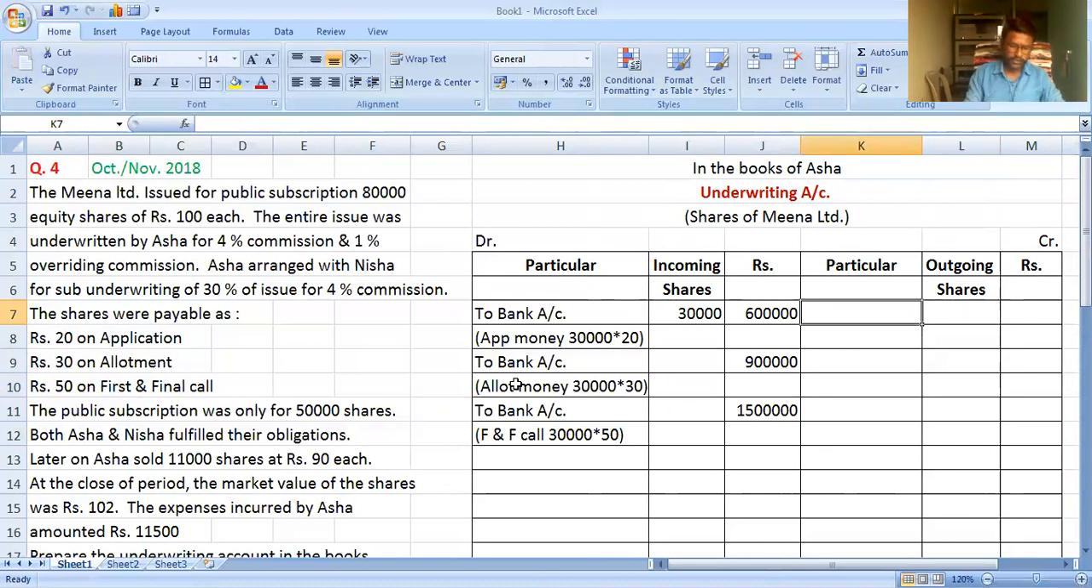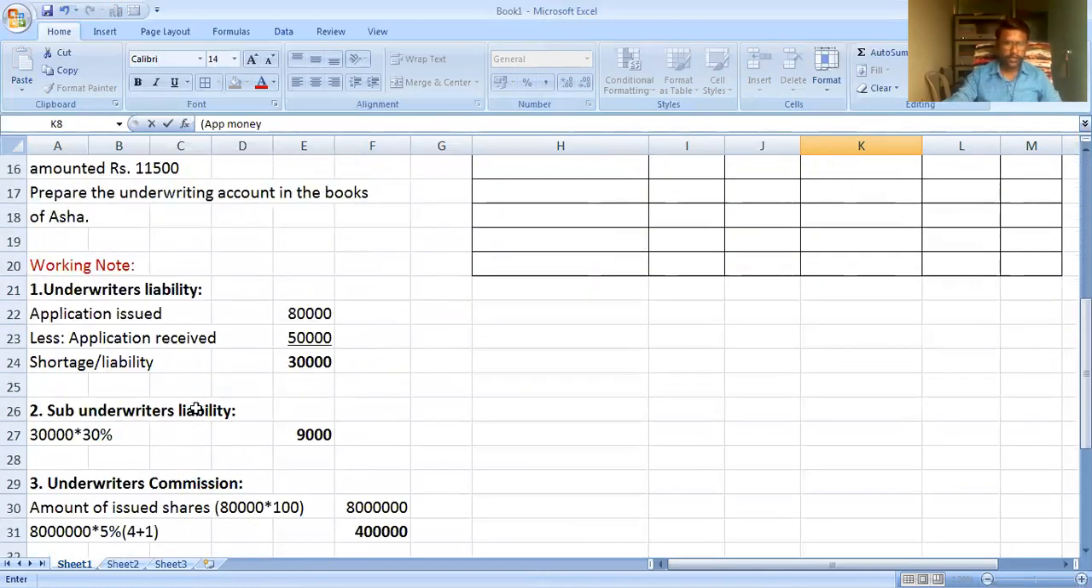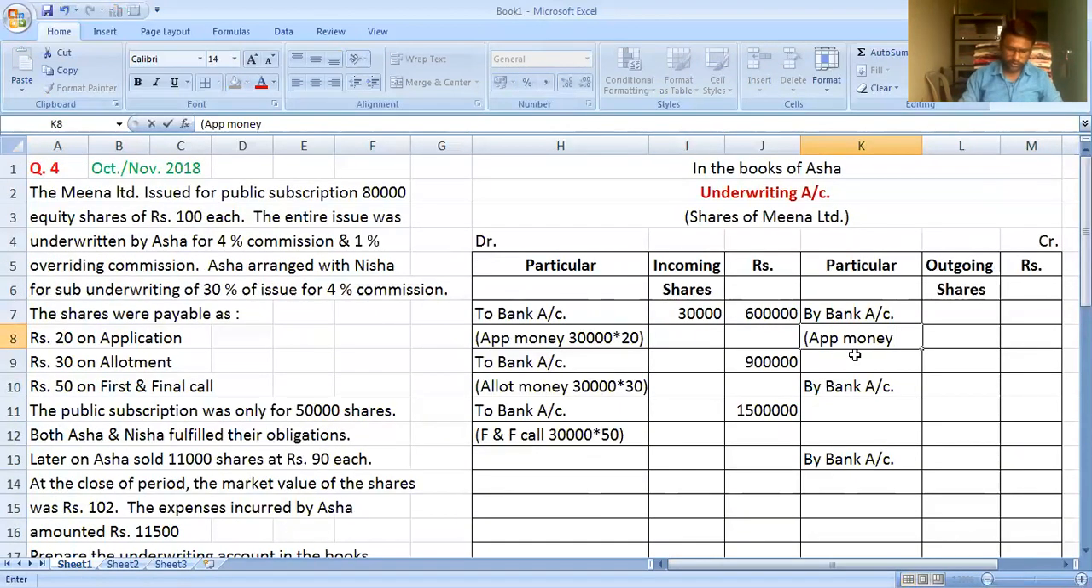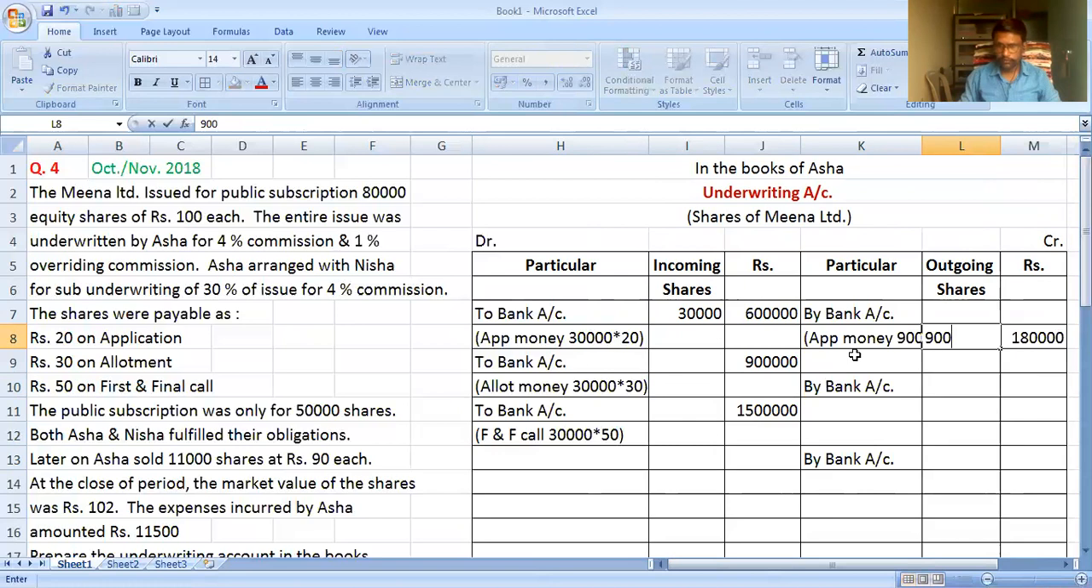Then credit side, sub underwriter's liability by bank account: application money, allotment money, first and final call. Application money, here in the working note I have calculated sub underwriter's liability 9,000, hence 9,000 into 20, amount 180,000. Outgoing shares: 9,000 shares taken by sub underwriter.